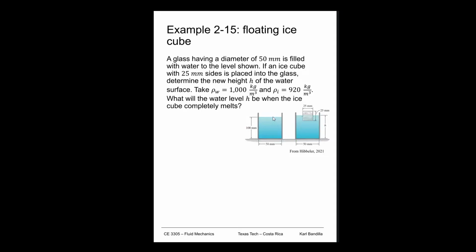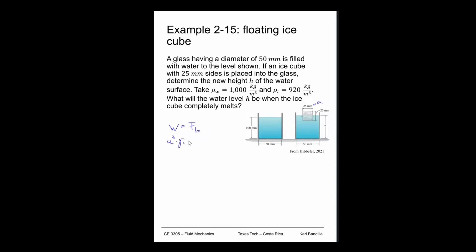To start out, we'll say the ice cube is floating in the water, so we know that the weight of the ice, W, has to be equal to the buoyant force, FB. Now the weight of the ice is just going to be the volume of the cube times the specific weight. If we say that the cube length here is equal to A, then we could say that A cubed times gamma of ice is going to be the weight of the ice.